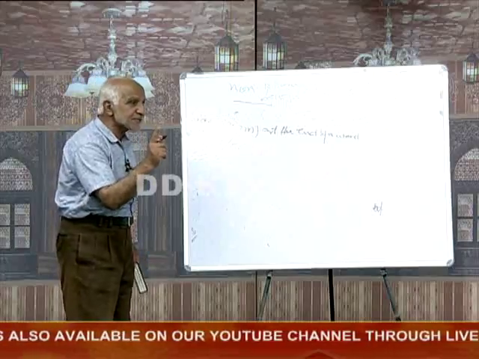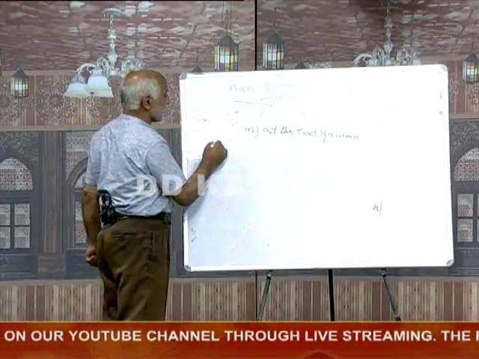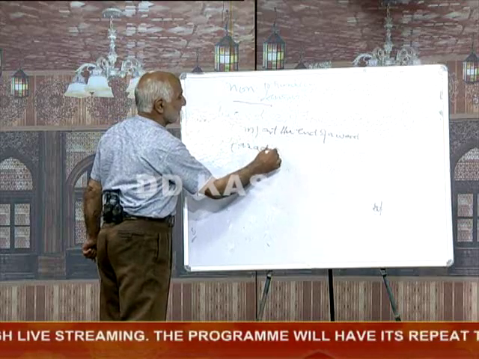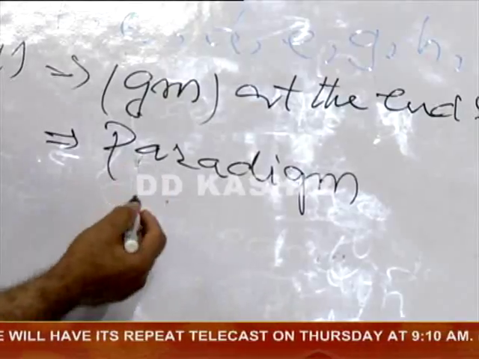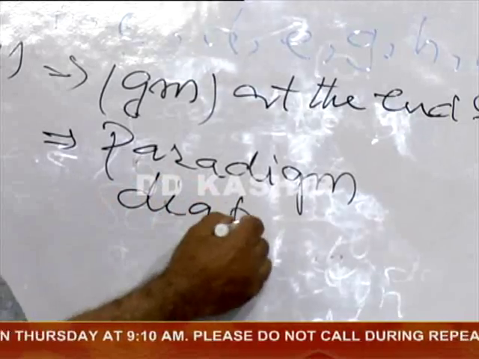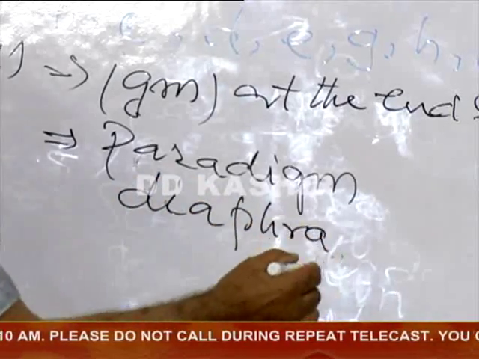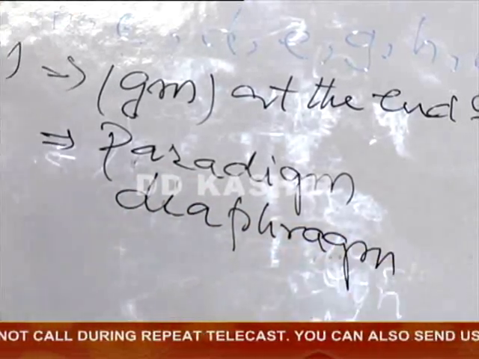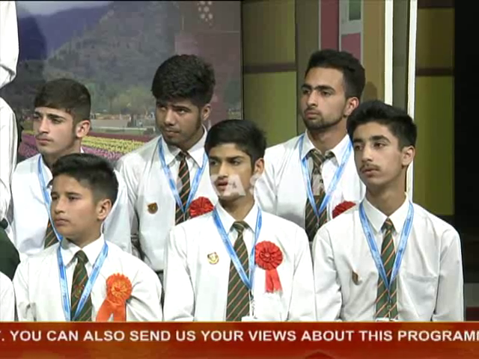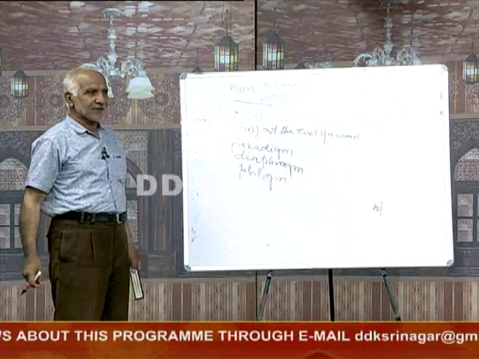At the end of a word, in the GM combination, G is silent. Can you give me an example? Paradigm. Paradigm. Yes? Diaphragm. Diaphragm. Yes? Phlegm. So, like that, right? Yes, sir.